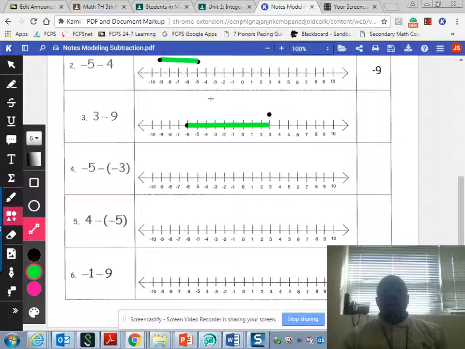You could draw it either above the line like I did on the first 2 examples, or you can do it on the actual number line and shade it in. I would suggest that you show it right above up top.